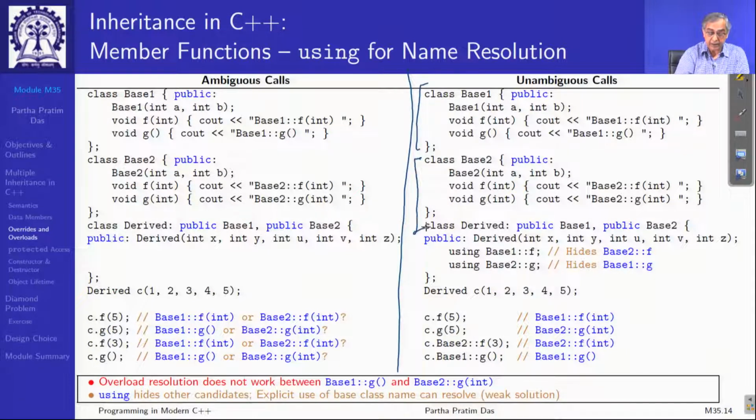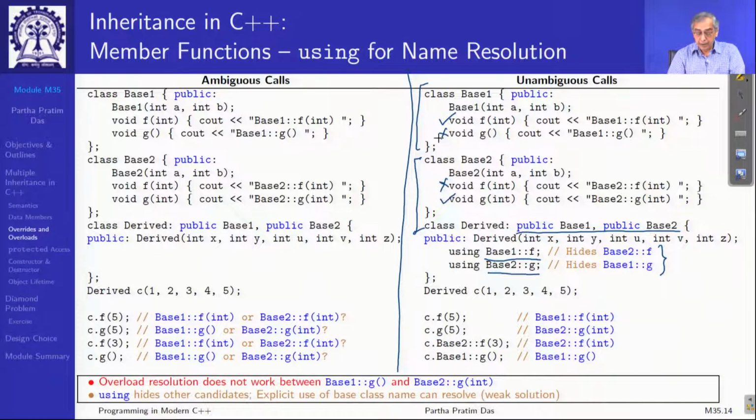I do not change the classes, neither the inheritance, multiple inheritance, but since I have two f functions, I specify which f function I am going to use. So, I say that I am going to use base 1 colon colon f, which will hide base 2 colon colon f. Similarly, I would say that I am going to use the g function of base 2, and therefore, I will hide this one.